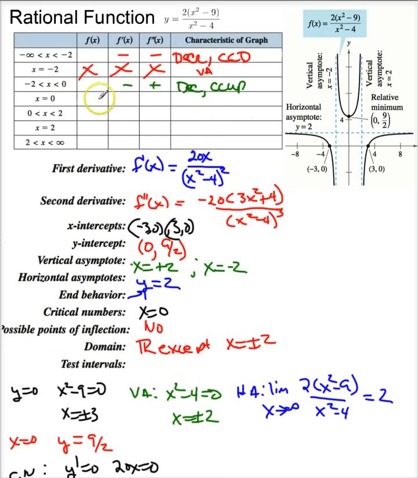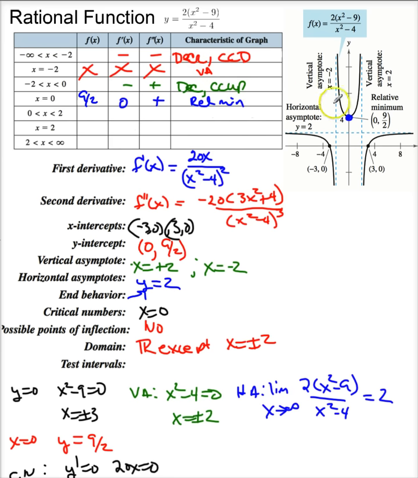At x equals 0, what happens at this point? At x equals 0, I know f of x is 9/2. So I have a point, oh, I put it in the wrong place. Sorry about that. It's 9/2. So I have a point I can graph. F prime at this point is 0, and f double prime is positive, which tells me I have a relative min.